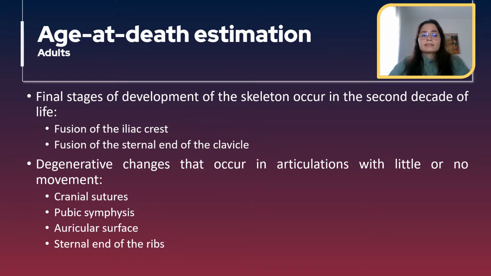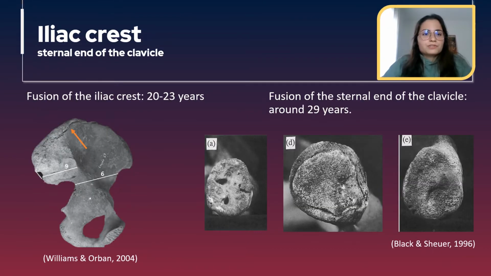And unlike in non-adults, the age ranges in adults are bigger. So the first final stage of development that I'm going to talk about is the iliac crest. In this image you see a cruciate, and you can see this line here that means that the iliac crest was fusing at the time of death. And we know that this happens between 17 and 23 years old.